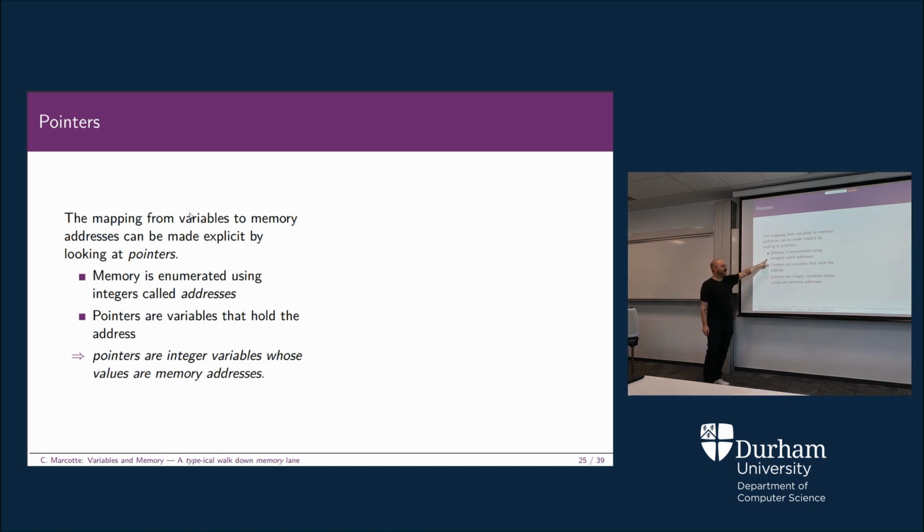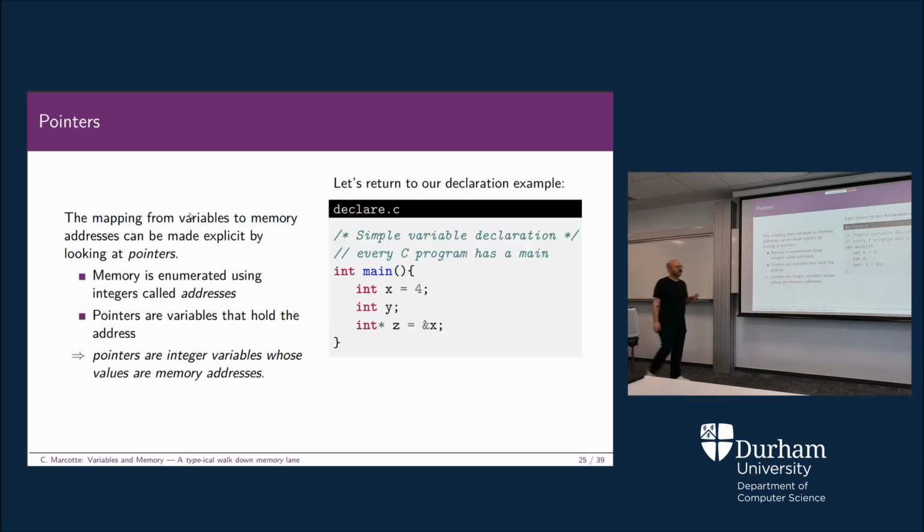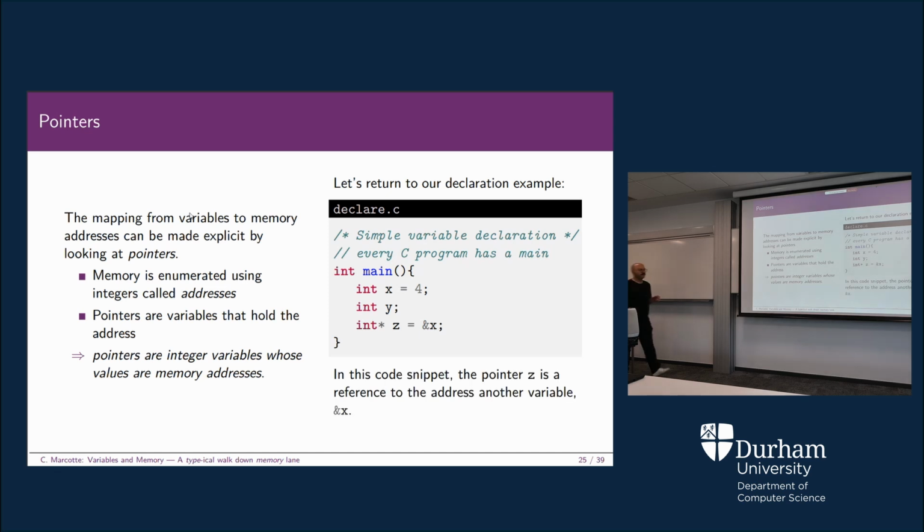So of course, memory is enumerated using integers called addresses. Pointers are variables that hold the address. This implies that pointers are integer variables whose values are memory addresses. It is that simple. In practice, it's kind of hard to reason about. If we return to our declaration example where we have int x equals 4, then we declare y, and then we have an integer pointer z set to the location of x. The pointer z is a reference to the address of another variable, x.